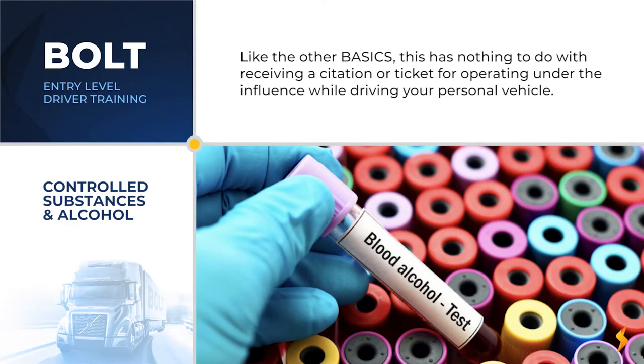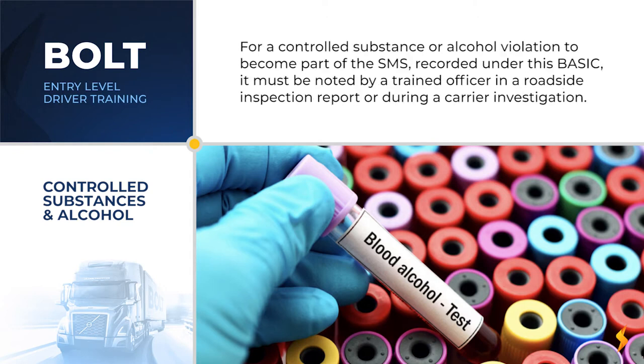Like the other basics, this has nothing to do with receiving a citation or ticket for operating under the influence while driving your personal vehicle. For a controlled substance or alcohol violation to become part of the SMS, recorded under this basic, it must be noted by a trained officer in a roadside inspection report or during a carrier investigation.